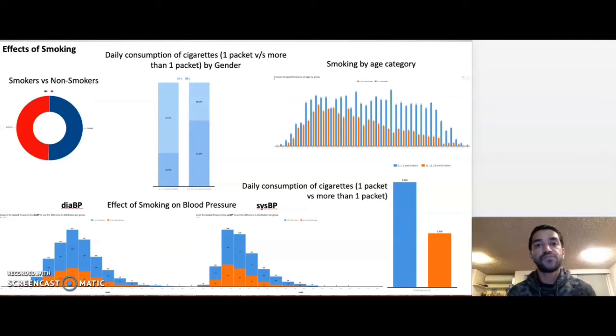Next, we move on to smoking. Almost 50% of the population are smokers. So to further break it down, we categorize the smokers as those who smoke a packet or less to those who smoke more than a packet in a day. The key influences are blood pressure and age. As you can see, with the increase of age, the amount of smoking and the number of smokers also increase, and it has an effect on the blood pressure as well.